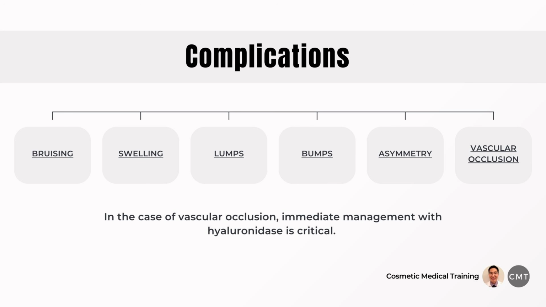Potential complications include not only the immediate post-treatment swelling and bruising, but also longer-term problems such as lumps, bumps, asymmetry, and more seriously, vascular occlusion. In the case of vascular occlusion, immediate management with hyaluronidase is critical. In conclusion, RHA dermal filler injection in the lips requires a deep understanding of the lip anatomy, precise injection techniques, and careful patient selection and counseling. A conservative approach with a focus on balance and proportion can yield the most satisfying and natural results.